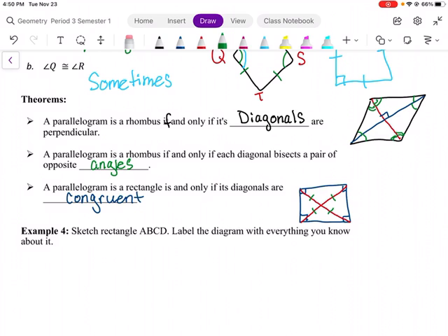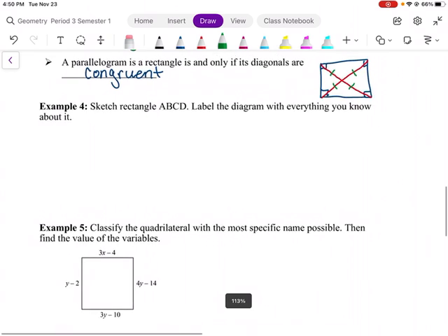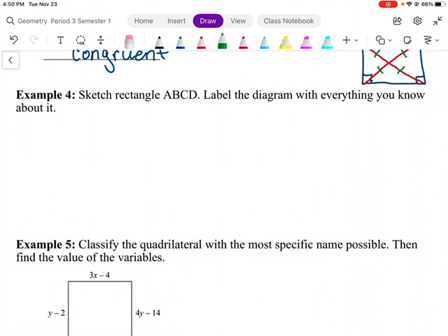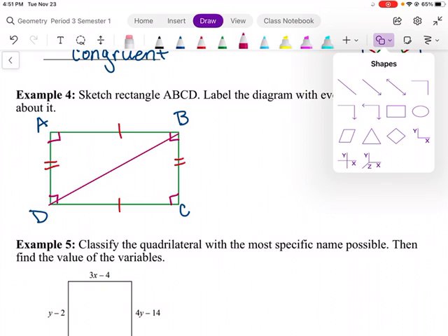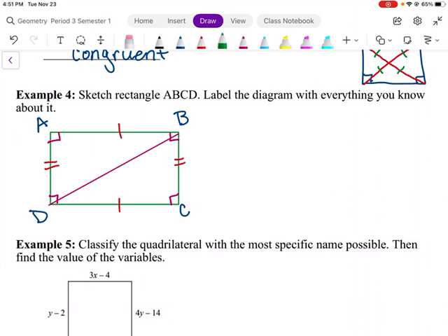Now we're going to use this information to complete a few examples. The first one, we are going to sketch a rectangle ABCD. So we're just going to have a rectangle, and we're going to go ahead and name it ABCD. We're going to label the diagram with everything we know about it. So in rectangles, we know opposite sides are congruent to each other. Another thing we know is that all four angles are right angles. And if we were to draw the diagonals in here, we know that those diagonals are congruent to each other.